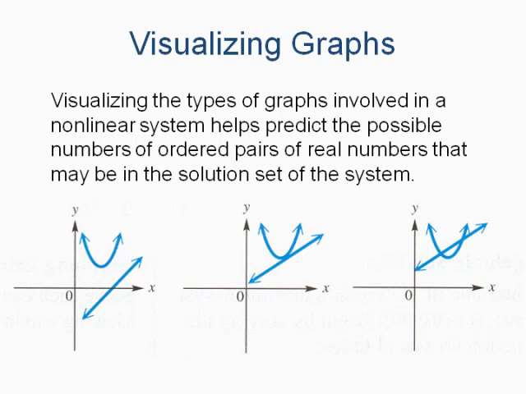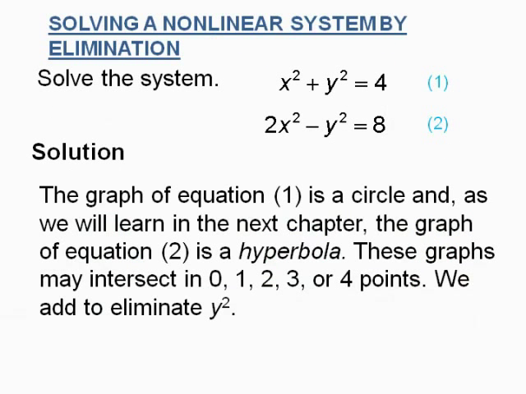Now, visualizing the types of graphs involved in a nonlinear system helps to predict the possible number of ordered pairs of real numbers that may be in the solution set. For that same problem, we may have had a parabola like in this first picture and a line that didn't intersect in any points, so you may have no solution. Or you may have a parabola and a line that intersect in just one point, which in other courses you may have heard called a point of tangency. And ours was like that third example, intersecting in more than one point.